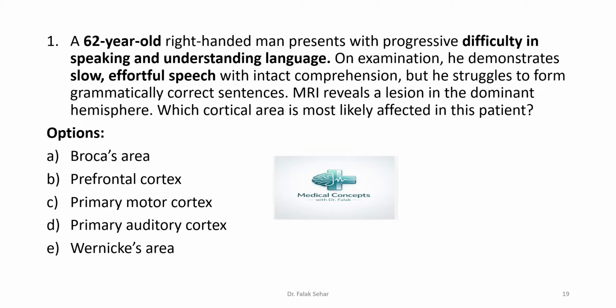So why not other areas? For example, just take the prefrontal cortex. This is associated with behavior and personality, not speech production. Take an example of the primary motor cortex. It is related with weakness, not language deficit. And what about the primary auditory cortex? It's related with hearing, right? Not language processing. And what about Wernicke's area? It is associated with fluent but meaningless speech and poor comprehension. So in this case, the proper answer is Broca's area, right?